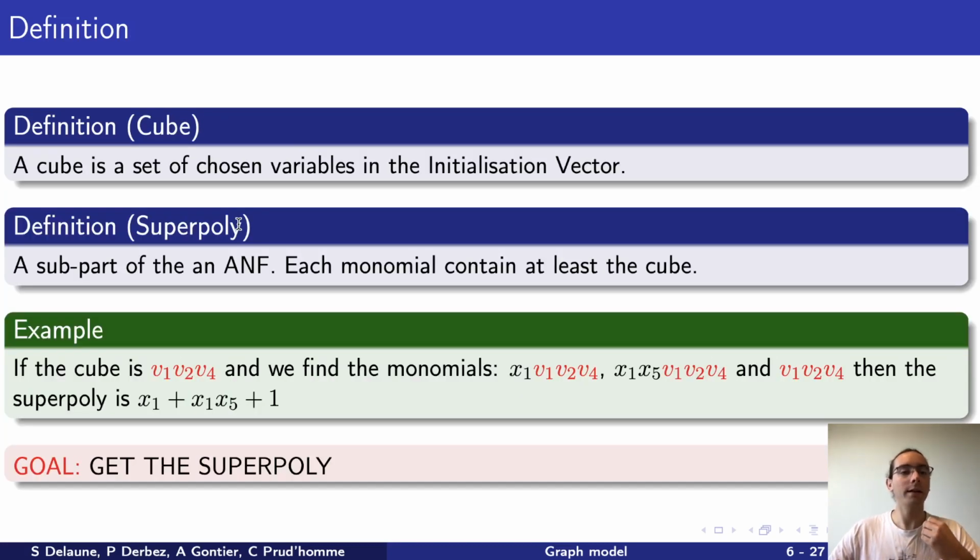To set up a cube attack, we first need to choose a cube. So a cube is a set of chosen variables in the initialization vector of a stream cipher. Then the superpoly is the subpart of the ANF where each monomial contains at least the cube. For example, if my cube is v1, v2, v4, and we find in the ANF the monomials x1 v1 v2 v4, x1 x5 v1 v2 v4, and v1 v2 v4, then the superpoly is x1 plus x1 x5 plus 1. And the goal is to get the superpoly.